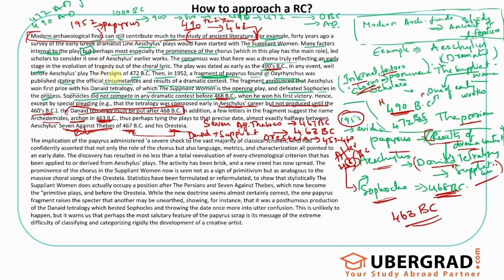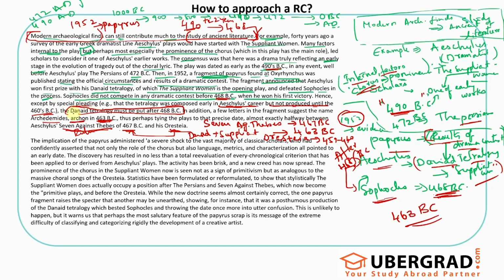And then there are two explanations actually. Number one is that the tetralogy was written way early in his career, but it was not produced until 460. Or the tetralogy was indeed written after 468 BC, and it was just wrongly dated by the people. And this is what the author in the passage believes, and that's why he's continuing with that only.